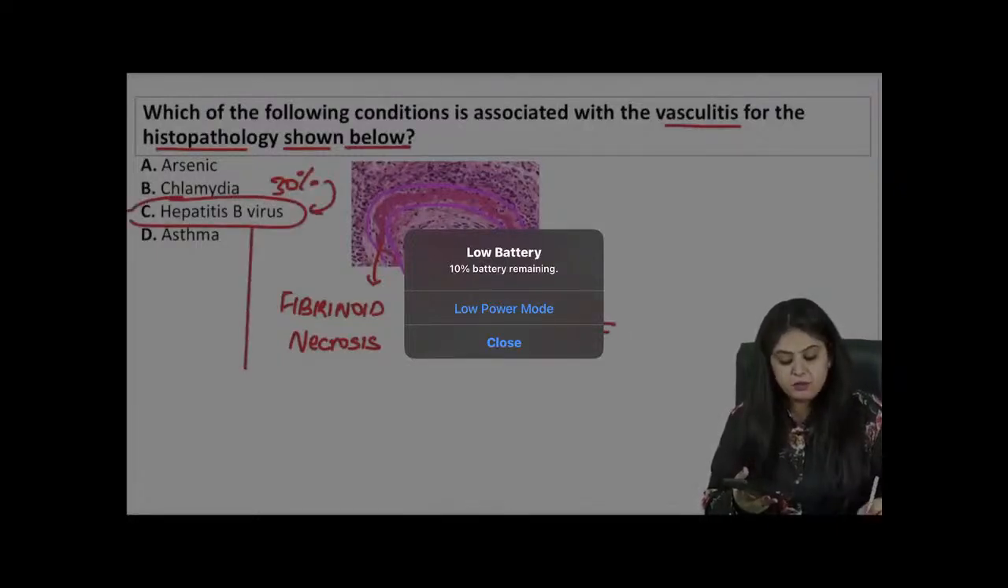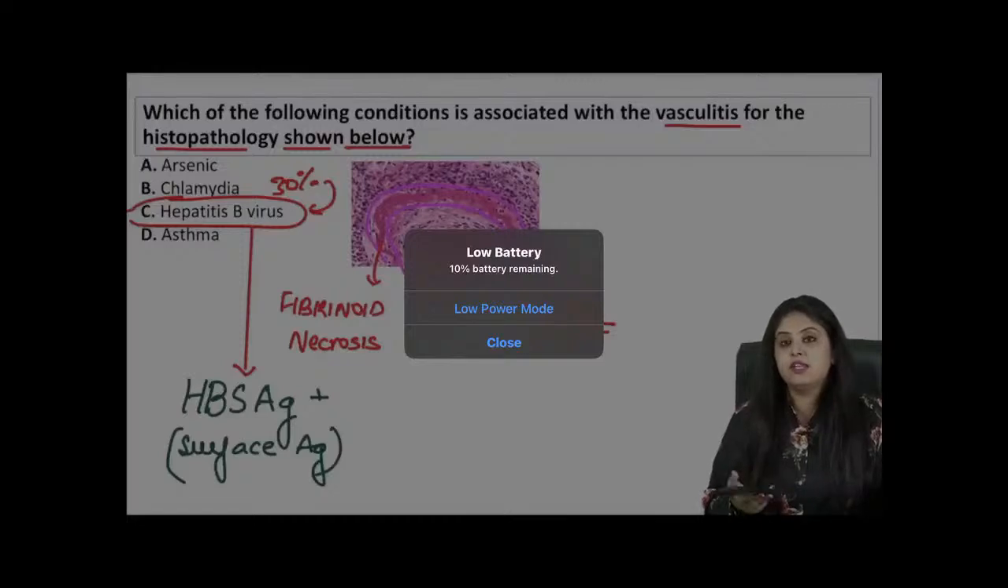Next question. Which of the following conditions is associated with the vasculitis of the histopathology shown below? I assume everyone has guessed that this is a blood vessel, and in this blood vessel you have something which is showing you as a pink color band, which is our general pathology, that is fibrinoid necrosis.